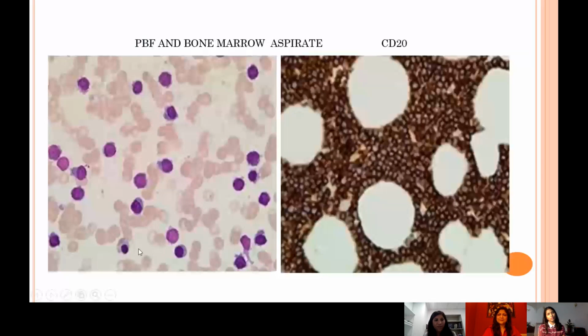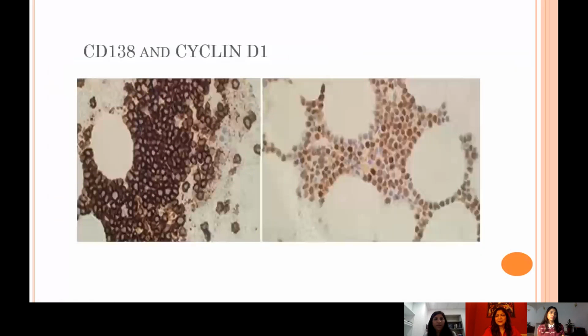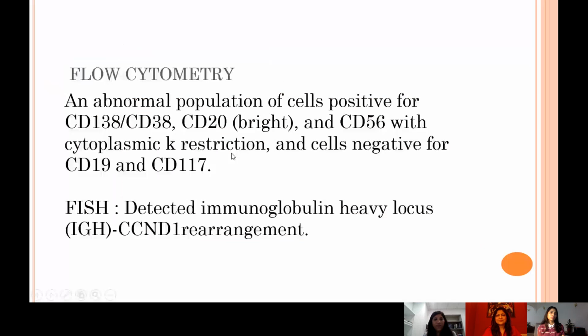This one is a nucleated RBC for comparison, but these RBCs have this stack formation. This is called rouleau formation, so that's a diagnostic clue here. On bone marrow, these cells were CD20 positive, with diffuse membranous positivity. And those cells also expressed CD138 along with cyclin D1.